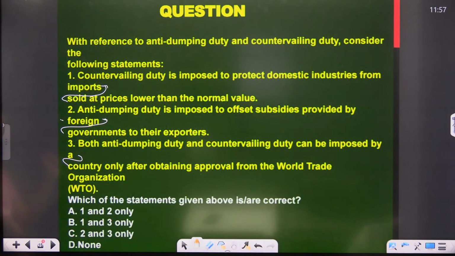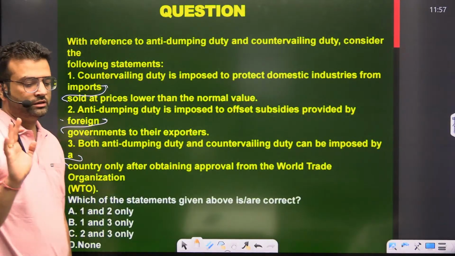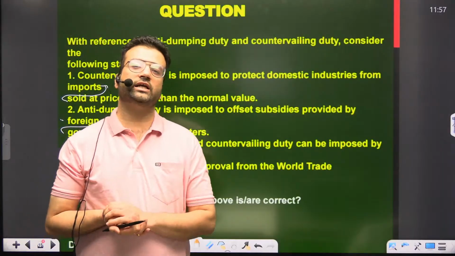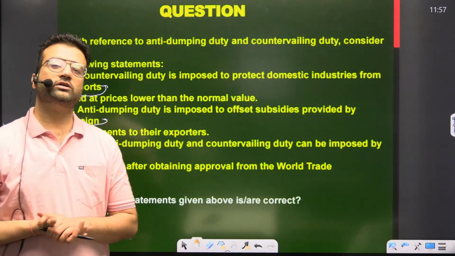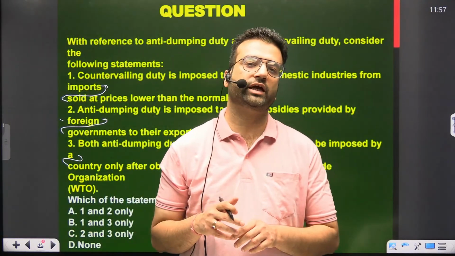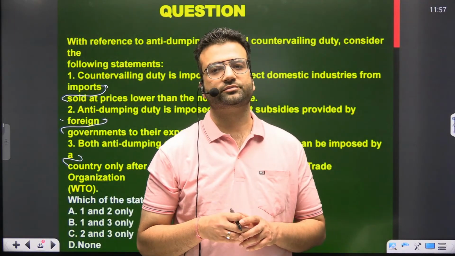Garima, anti-dumping duty is imposed on those goods which are sold at low prices in a foreign country. Suppose China is selling their mobile phones in our country at very low prices to capture the Indian market. You all know Oppo, Vivo, Xiaomi, OnePlus. These are all Chinese brands.